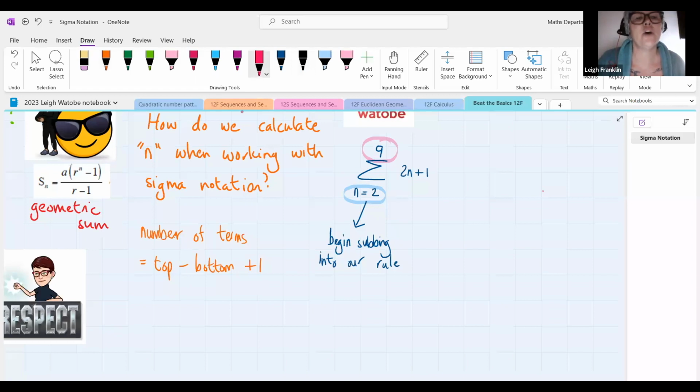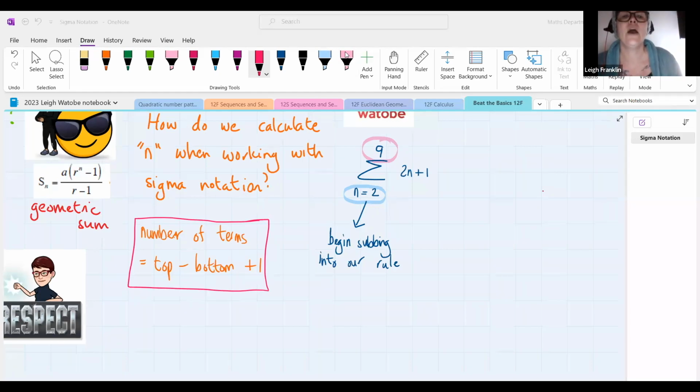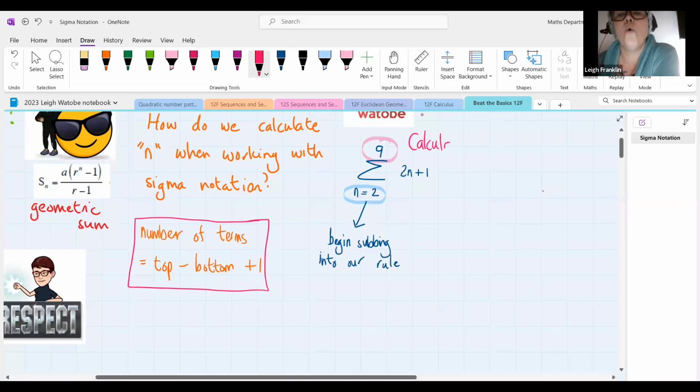The number at the top minus the number at the bottom plus 1 will always give us the number of terms in that particular series. So there's 8. That's right, Lebogang. There's 8 terms because you say the number at the top minus the number at the bottom plus 1. Beautiful.